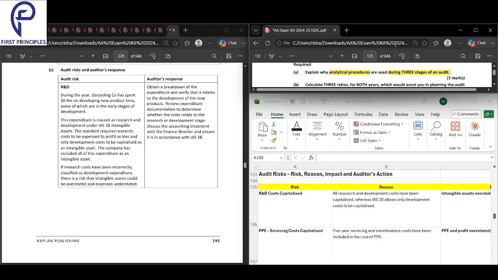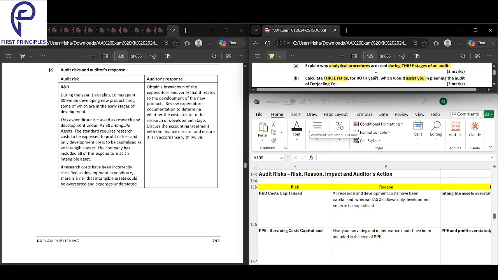We need to first note why analytical procedures are used during the three stages of an audit. So that is the first thing. Second, we have to calculate three ratios which would assist you in planning the audit. So we have done the ratios also.